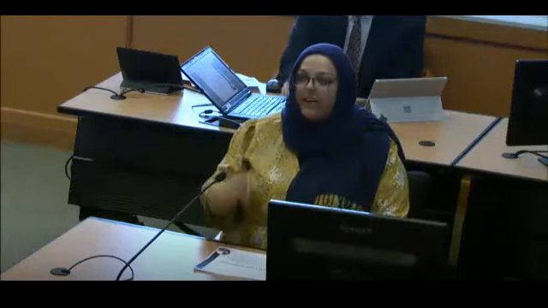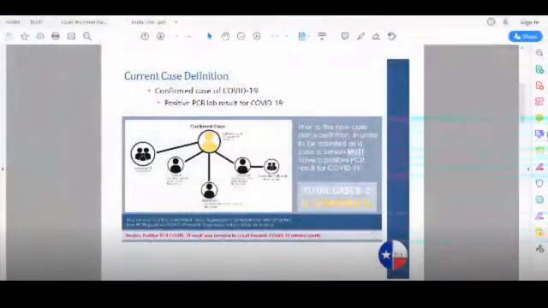I am with the epidemiology department with Healthcare Services. So this is a brief explanation on the changes that have been made to the COVID-19 case definition. This image here will show you the current case definition.